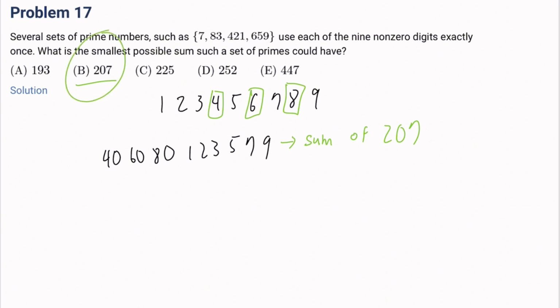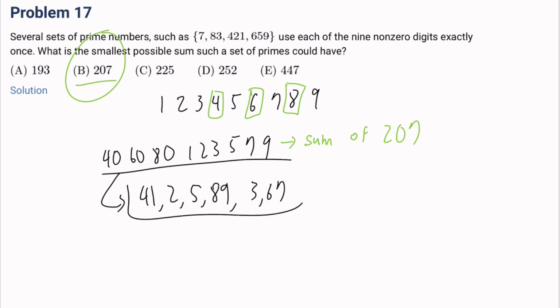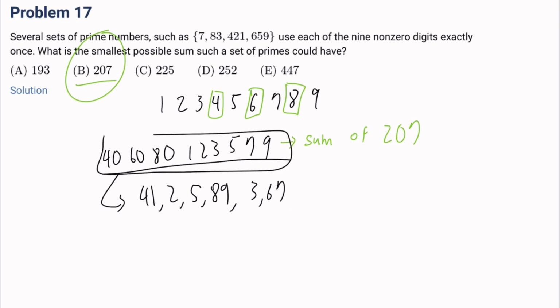And if you want to check, you can actually see that the numbers 41, 2, 5, 89, 3, and 67 are all prime numbers, and they all use these digits, right? And so this is actually a possible combination that has a sum of 207. So that's the answer, it's B.